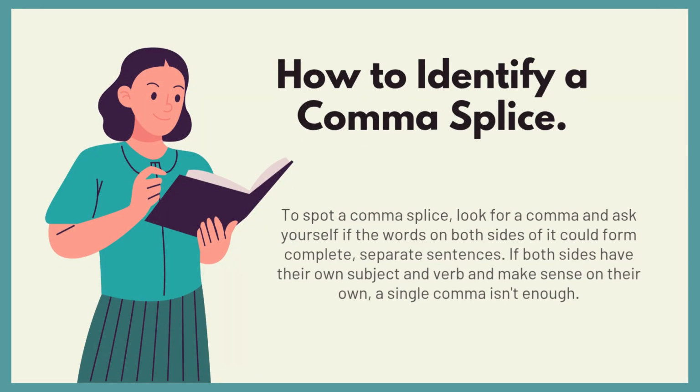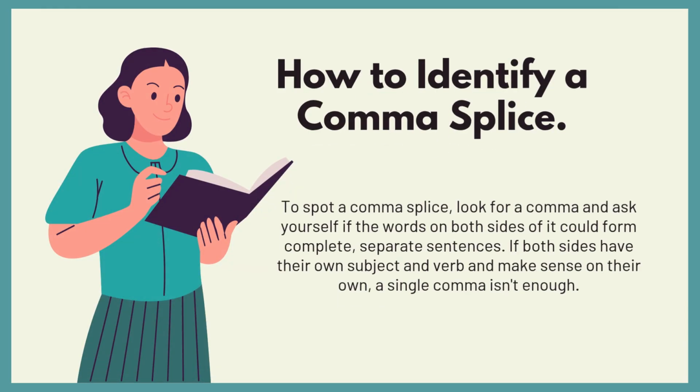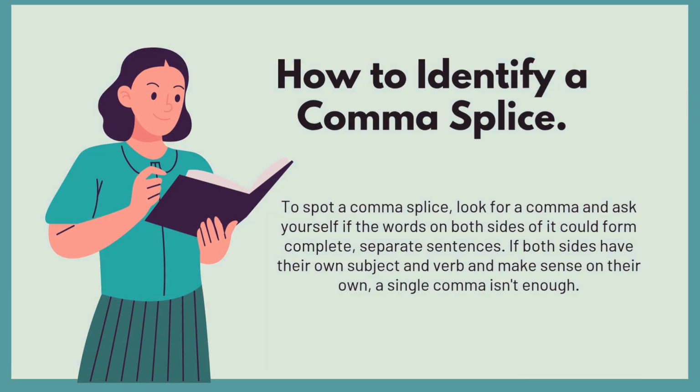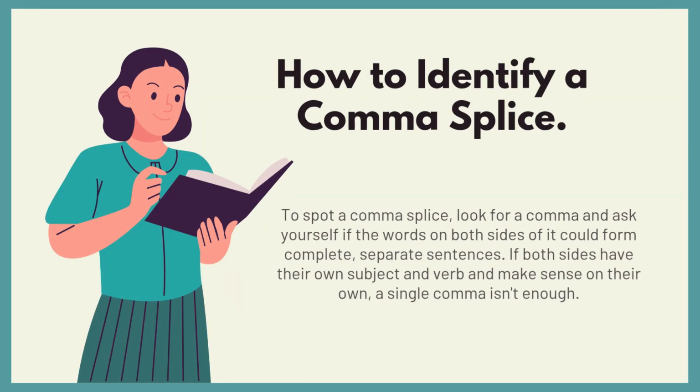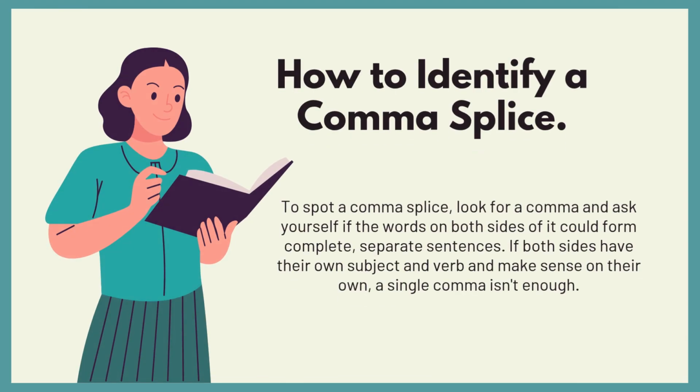How to identify a comma splice? To spot a comma splice, look for a comma and ask yourself if the words on both sides of it could form complete, separate sentences. If both sides have their own subject and verb and make sense on their own, a single comma isn't enough.